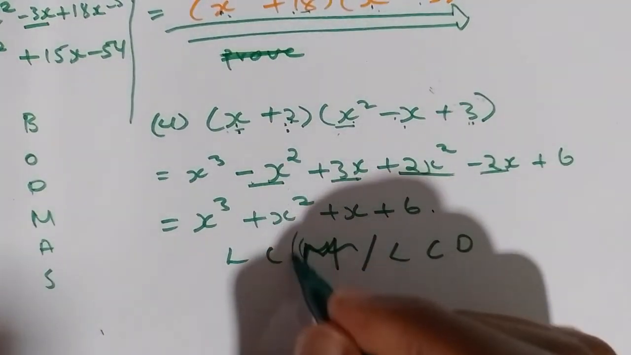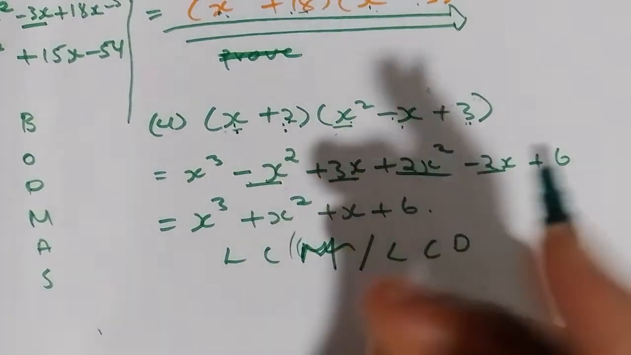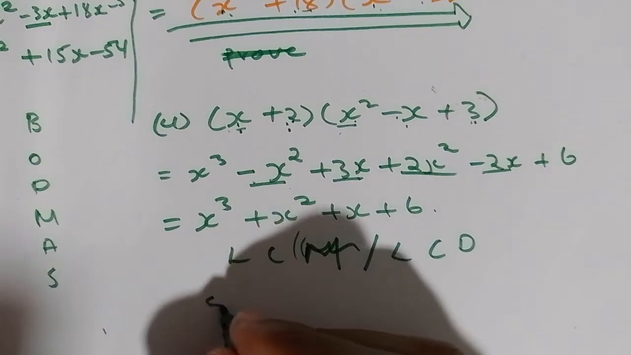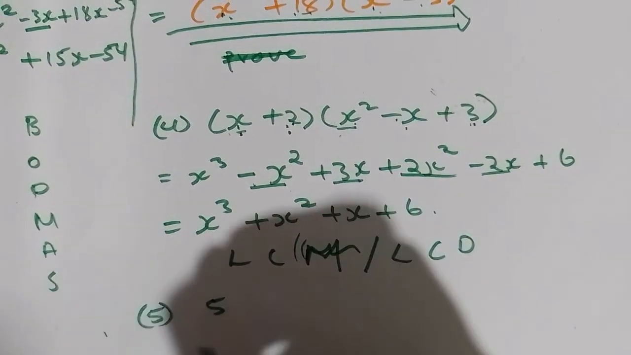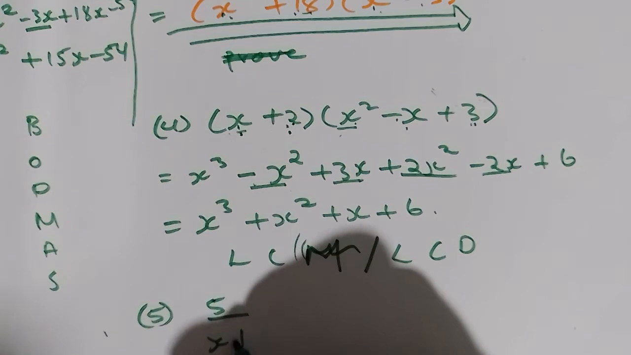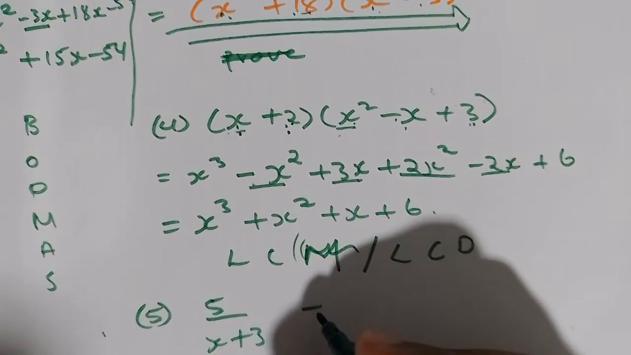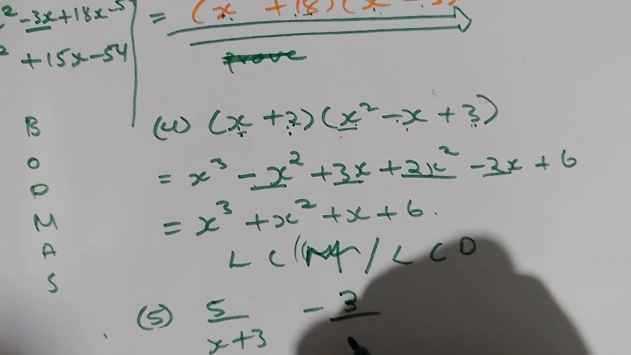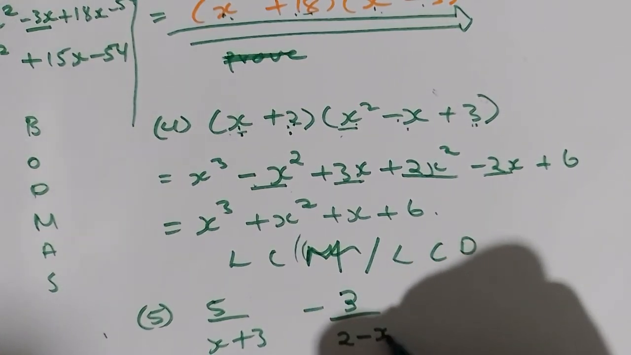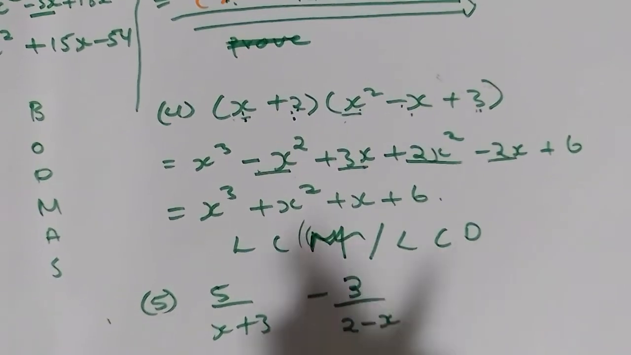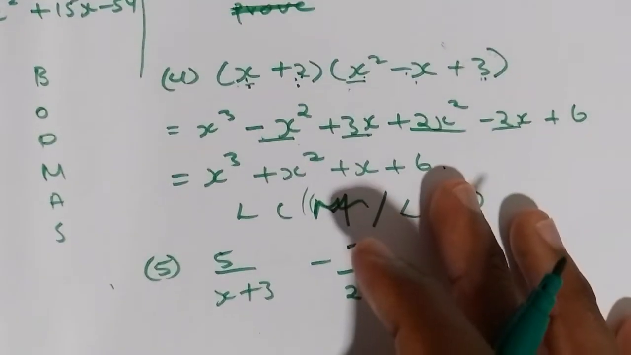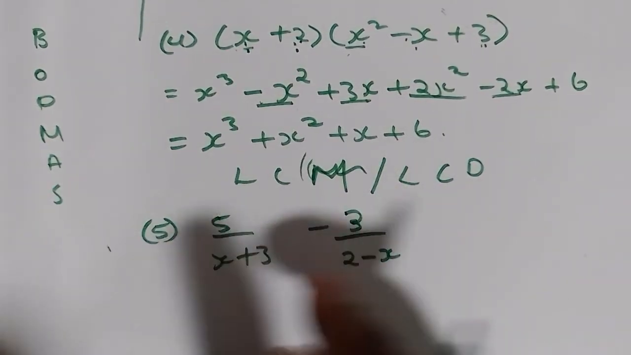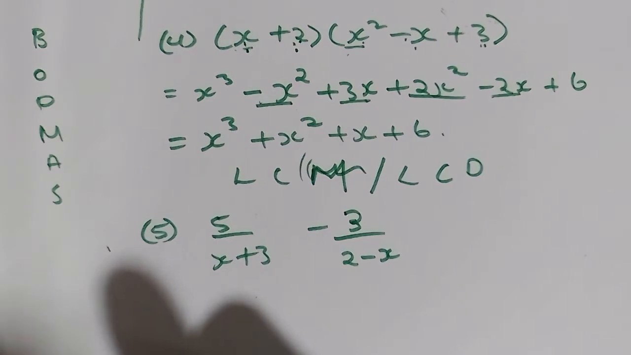In most cases, use this one, the lowest common multiple, right? In this case, this question requires us to do that. We're given question 5: 5 over x plus 3 minus 3 over 2 minus x. There you have it. You have a question like that. They say simplify. How are you going to simplify such a question? I'll tell you, you need to use the lowest common multiple, right?